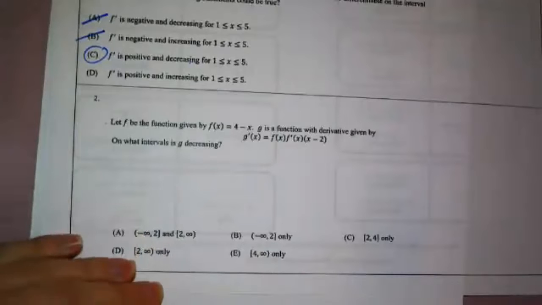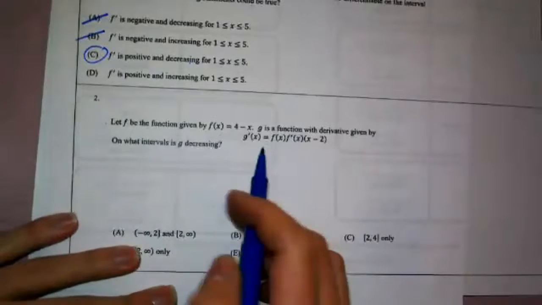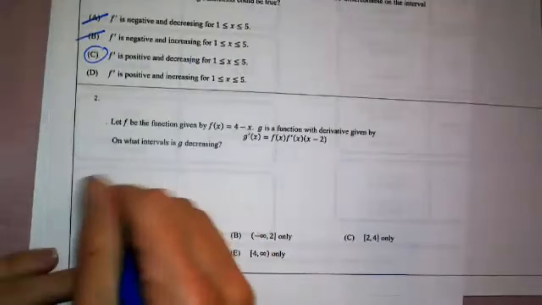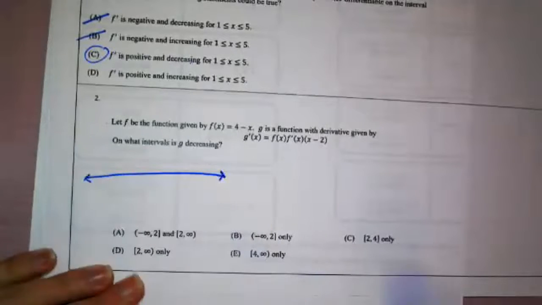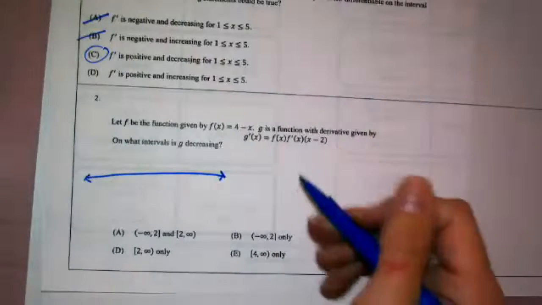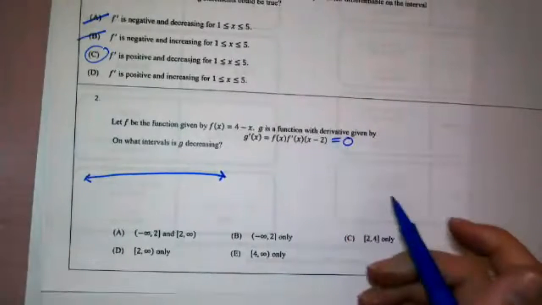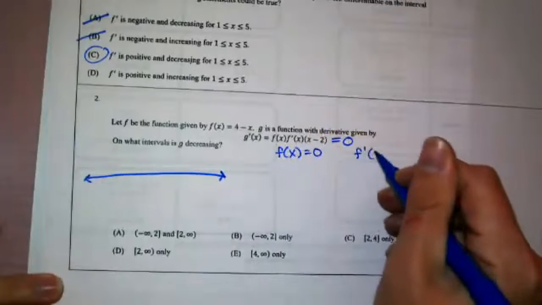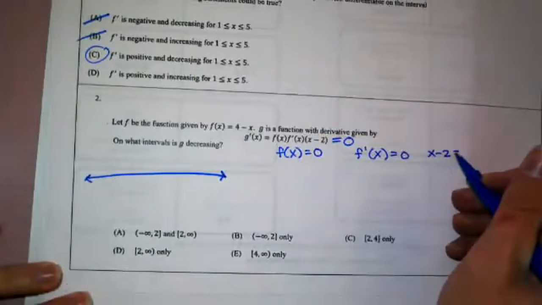All right. So let the function f be 4 minus x, and g is a function with the derivative given by this. And we want to know when g is decreasing. So we want to do a number line. To find the critical points on my number line, what do we do? Set the derivative equal to what? 0. Do we have the derivative? Yes, it gives me the derivative of g. So it's plug it in, right? And so what are we setting the derivative equal to? 0. And so what this is saying is I want to find when f of x equals 0, I want to find when f prime of x equals 0, and I want to find when x minus 2 equals 0. Does that make sense? Each factor gets set equal to 0.